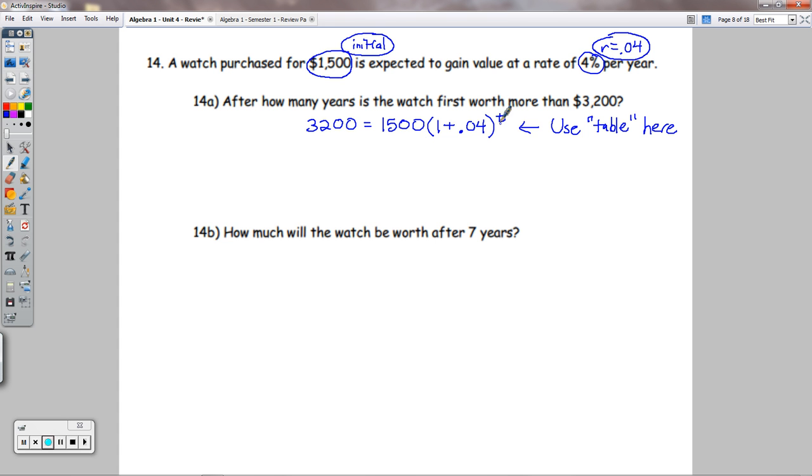So type this right side into your table function in the calculator. Keep scrolling down until you see something more than 3,200. We're saying t is 20, and this is in terms of years, 20 years.